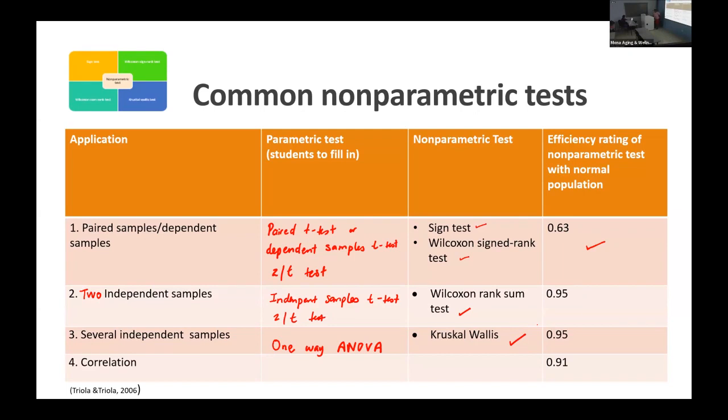Now for correlation, what's the parametric test? Pearson. Right, so the parametric test for correlation is Pearson, and the non-parametric is Spearman, Spearman's rank correlation.